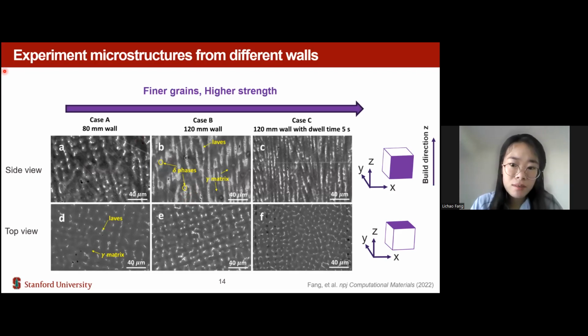We compare the microstructure results, also measure the grain size, and compare with the mechanical properties. And then we find that from case A to case C, the grains become finer and the strength is higher.